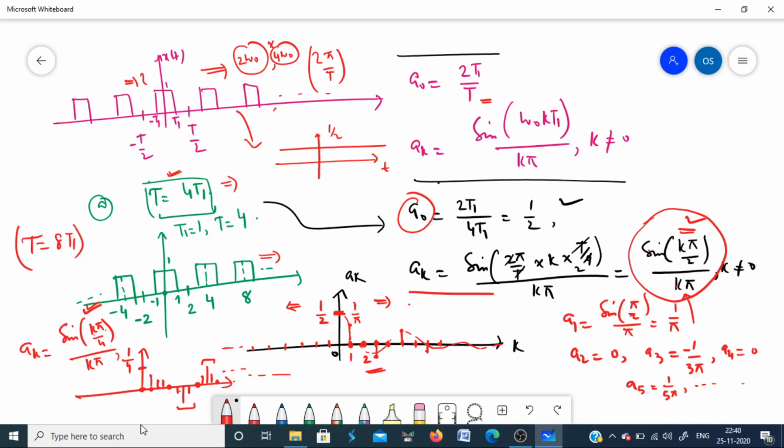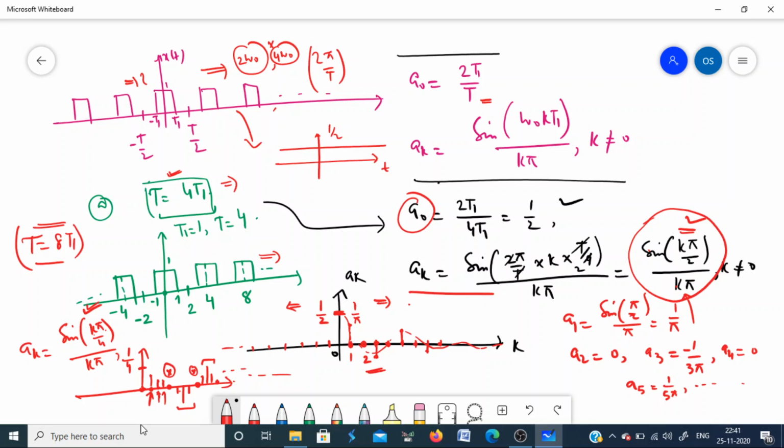It means when t is equal to 8 times t1, in that case you have the DC component, you have the first fundamental frequency omega naught, then you have 2 omega naught also there, 3 omega naught also there. So 4 omega naught is not present. Then 5, 6, 7, 8 omega naught is present, and so on. So multiples of 4 omega naught are basically not present in the signal.